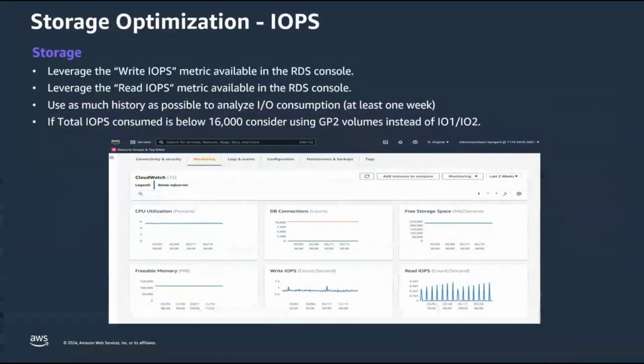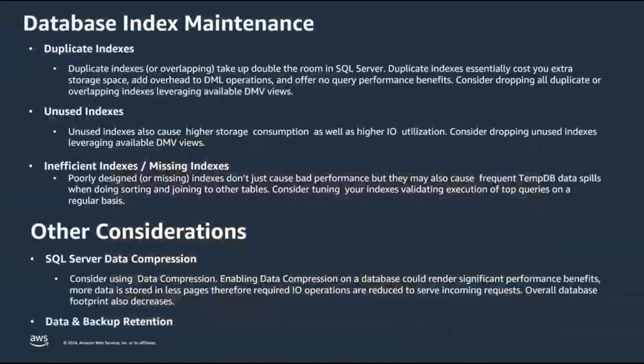Now, in terms of IOPS, what you want to look at is write and read IOPS, but here you're looking for the sustained peaks as your reference, to see how much you really need to sustain that workload. And if the IOPS are kind of low, totally below 16,000, GP2 or GP3 are good options. You don't need provisioned IOPS.